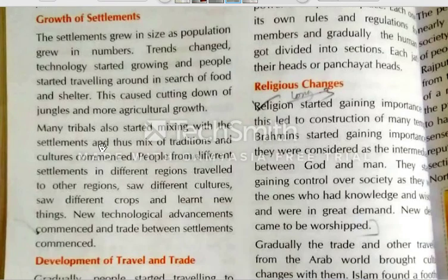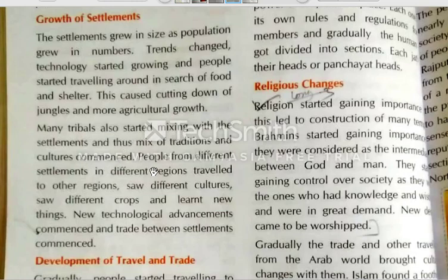Many tribals also started mixing with the settlements, and thus a mix of traditions and common culture. What happened? Many tribals were there. Many tribals means tribes, jatiyan, upjatiyan. Many tribals were there and they started living together. When they started living together, their traditions also mixed. And when their traditions were mixed, some of their cultures became common.